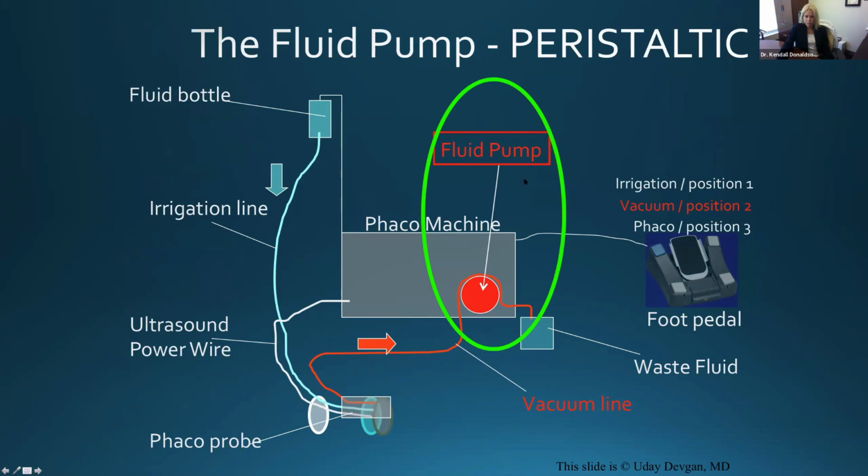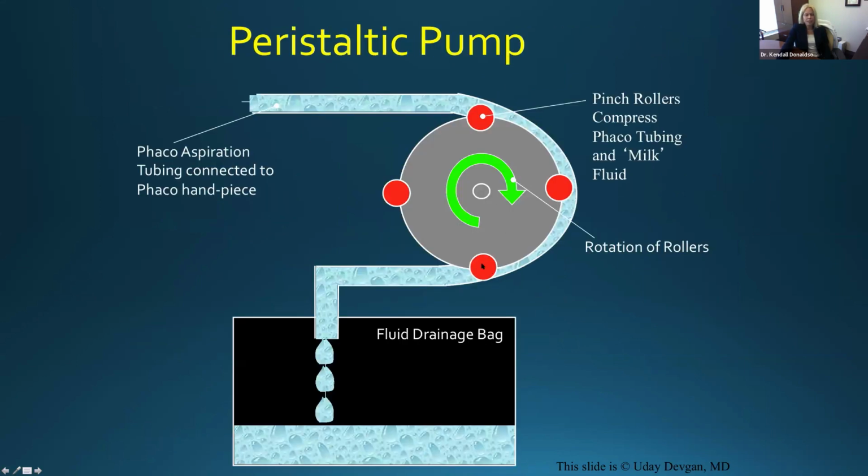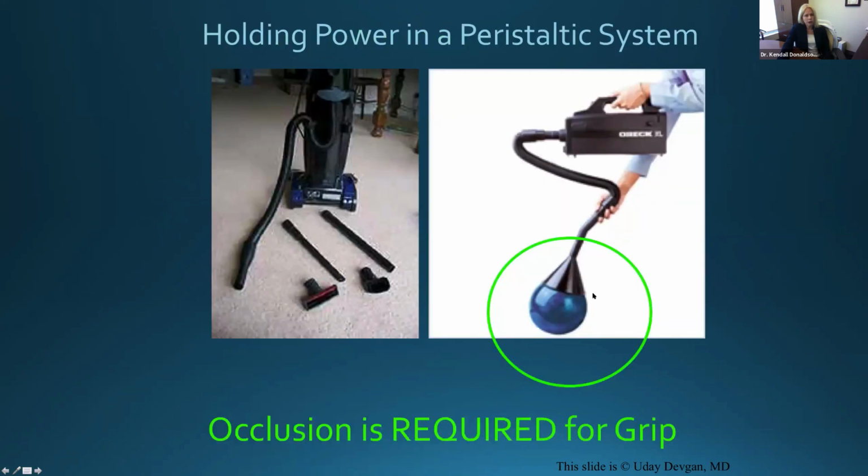So it's a fluid pump. The fluid is pumped through this tube, and if we think about peristalsis, it works exactly like this, just like the intestines. So we have these rollers that pinch and compress the phaco tubing, basically milking fluid through a tube, and then we have a drainage bag. So this is our most common peristaltic pump, and we can see here occlusion is required to grip any piece. So if we don't have full occlusion here, then we shouldn't be releasing energy. So I always tell my residents and fellows, don't ever go into position 3 until you have 100% occlusion, or you're wasting energy.